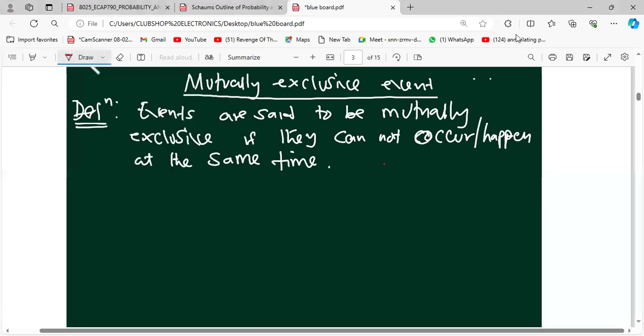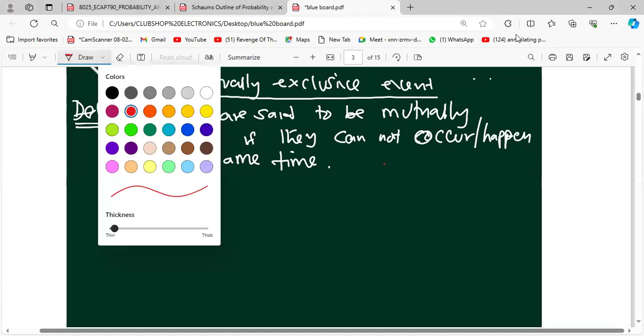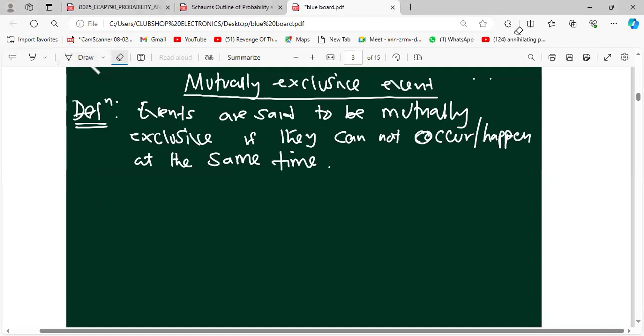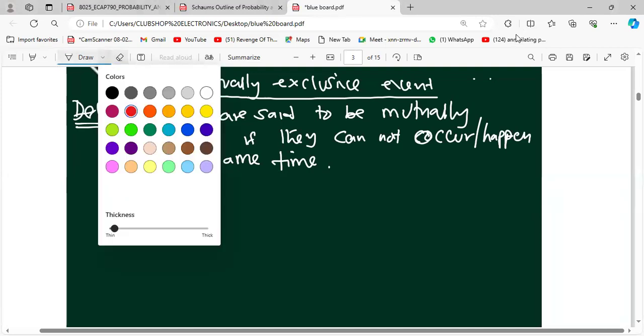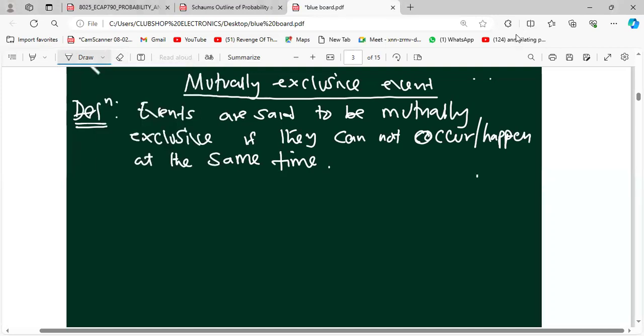For example, if you toss a coin, there are two possible outcomes. It's either the head or the tail that turns up. You can never have a situation whereby both the head and the tail are turning up. In that case, the head and tail are mutually exclusive events. They cannot happen at the same time. All right?